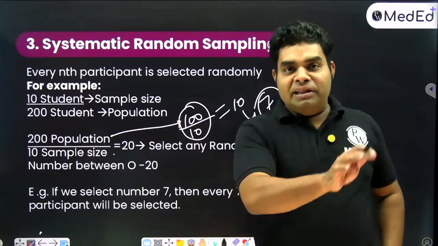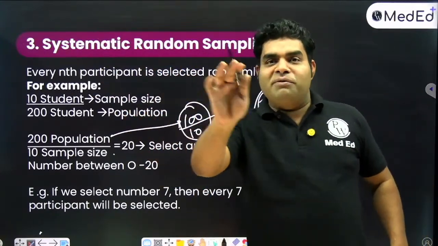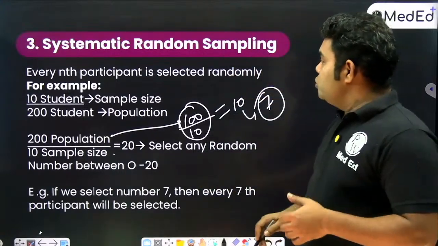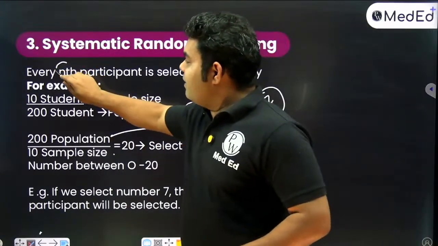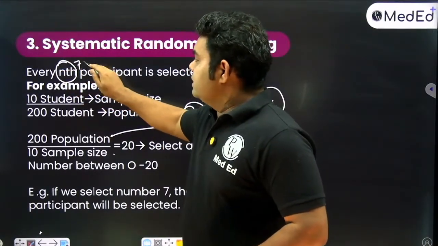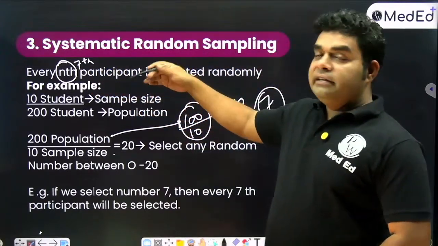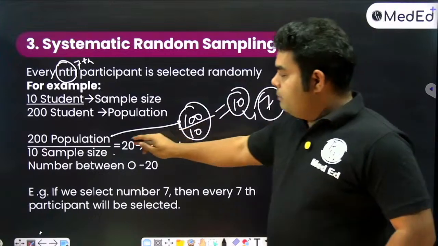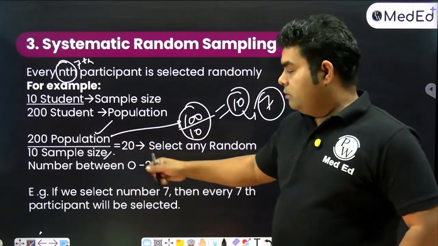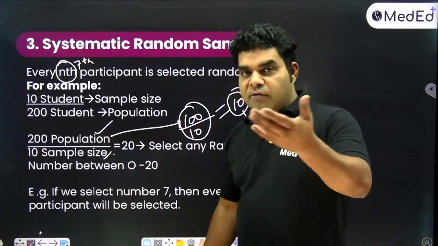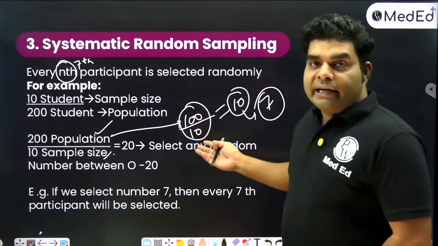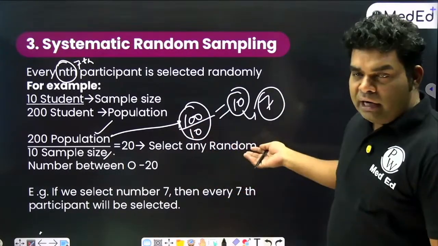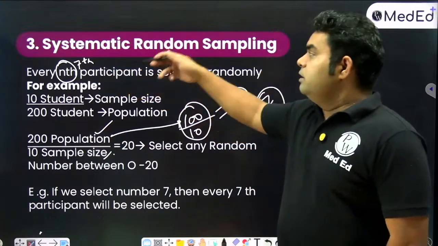7, then 8, 9, 10. Then again I will start 1, 2, 3, 4, 5, 6, 7, 8. So 7 again I will choose. Like that I am choosing every 7th participant. This can be 7th, 8th, 9th, any number between 1 to 10. How did I get 10? When I divided the population by the sample size. In my example, there were 100 students and I needed to take 10 people, so 100 by 10 came 10. I ask you to give a random number between 1 to 10. And if I am choosing every nth number, that is systematic random sampling.